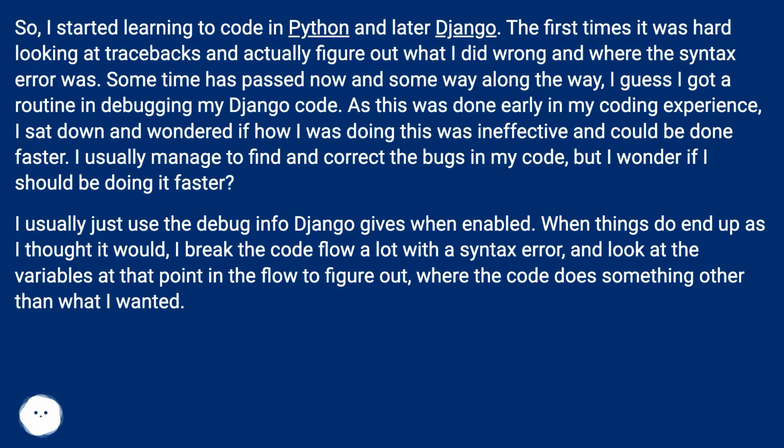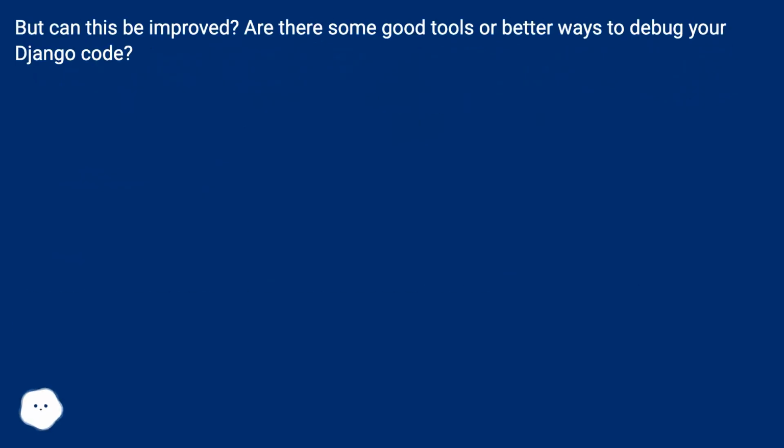I usually manage to find and correct the bugs in my code, but I wonder if I should be doing it faster? I usually just use the debug info Django gives when enabled. When things don't end up as I thought they would, I break the code flow with a syntax error, and look at the variables at that point in the flow to figure out where the code does something other than what I wanted. But can this be improved? Are there some good tools or better ways to debug your Django code?